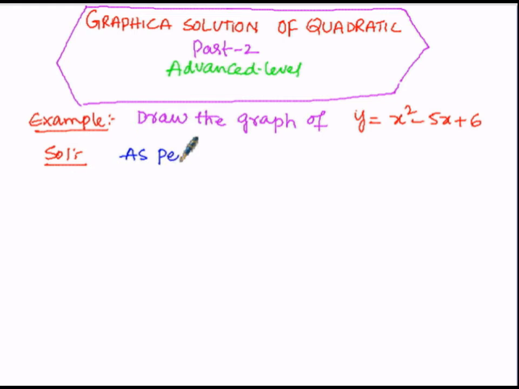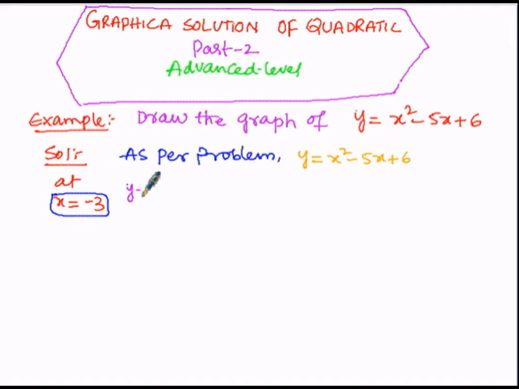As per the problem, the given graph is of y is equal to x square minus 5x plus 6. Now in case number 1, at x equals minus 3, when we substitute x as minus 3 in the equation y is equal to x square minus 5x plus 6, we will get the value of y. Then y is equal to x square minus 5x plus 6, x must be replaced by minus 3, that is minus 3 whole square minus 5 into x value as minus 3 plus 6.